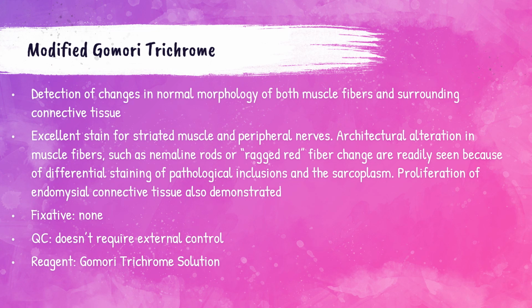The modified Gomori trichrome technique is used for the detection of changes in normal morphology of both muscle fibers and its surrounding connective tissue. This is an excellent stain for striated muscle and peripheral nerves. Architectural alterations in muscle fibers, such as nemaline rods or ragged red fiber changes, are readily seen because of differential staining of pathological inclusions and the sarcoplasm. Proliferation of endomysial connective tissue is also demonstrated with this technique. Tissue should not be fixed, and the stain doesn't require an external control. The reagent needed for this technique is just the Gomori trichrome solution.